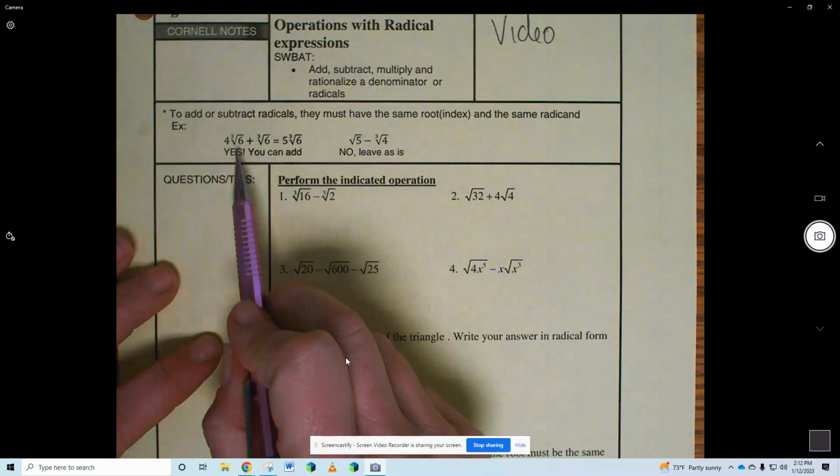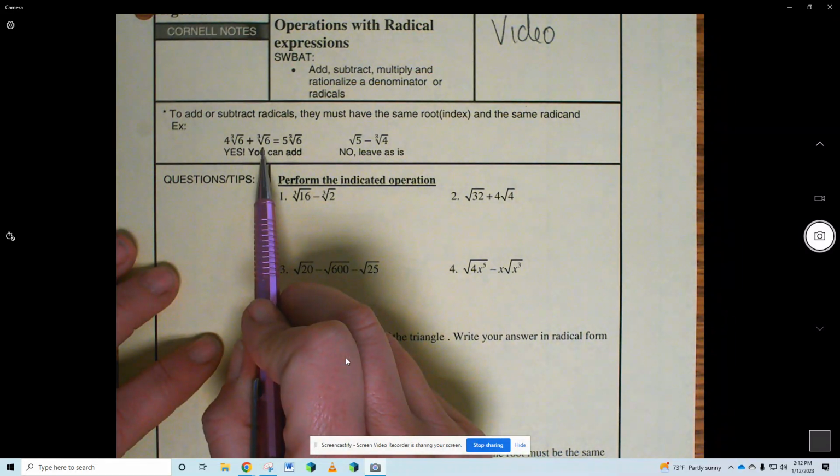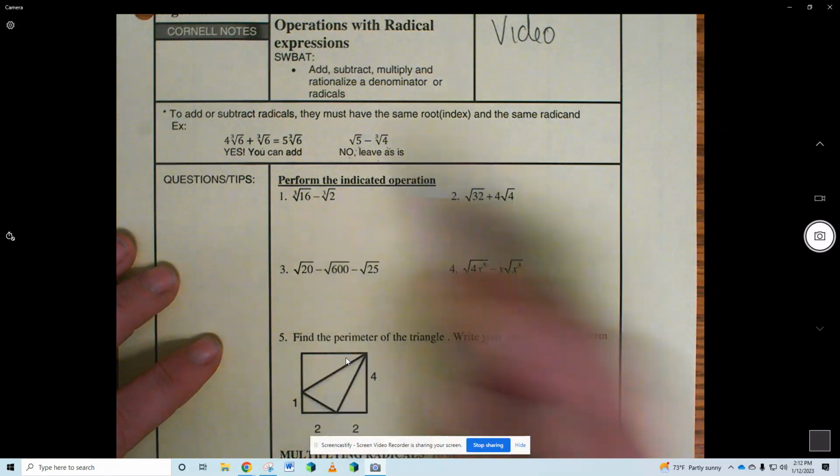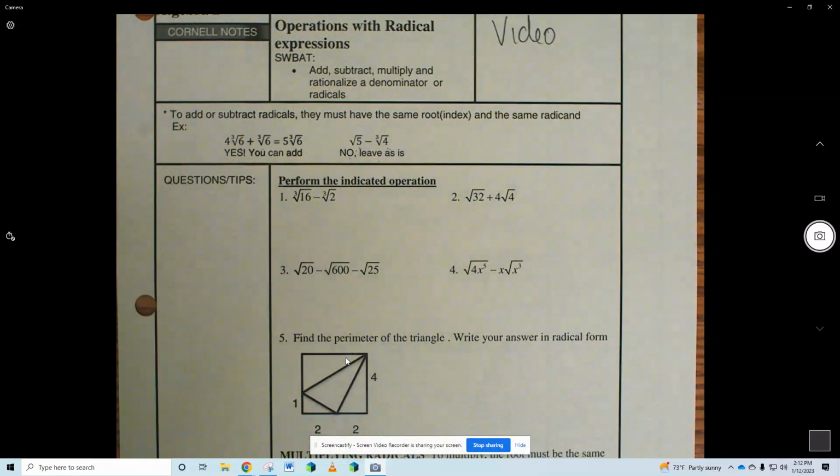Here's up top. Yes, you can add rad 6, rad 6. Awesome. No, leave as is. I can't do a thing. Things must match up. Like terms.